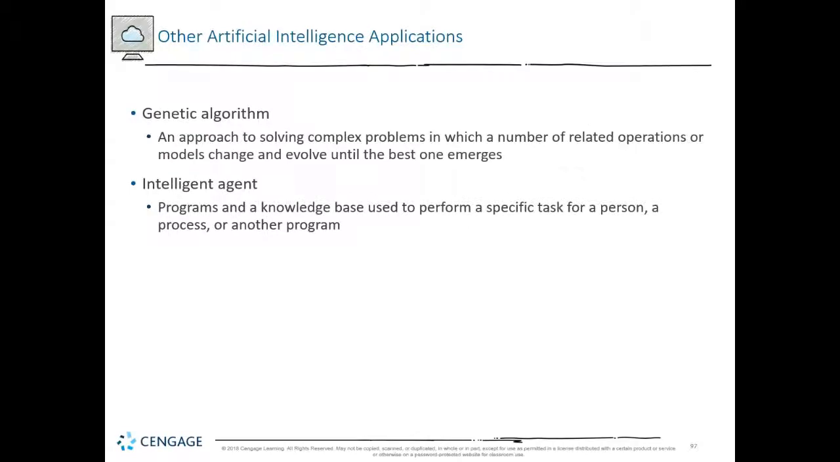Other artificial intelligence applications. Genetic algorithms: an approach to solving complex problems in which a number of related operations or models change or evolve until the best one emerges. Intelligent agents: programs and knowledge bases used to perform specific tasks for a person, a process, or another program.